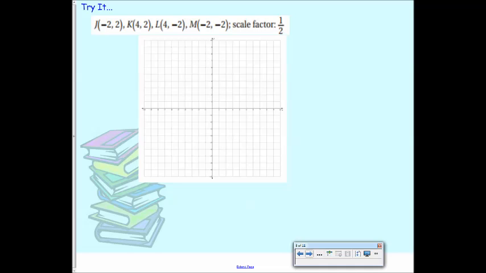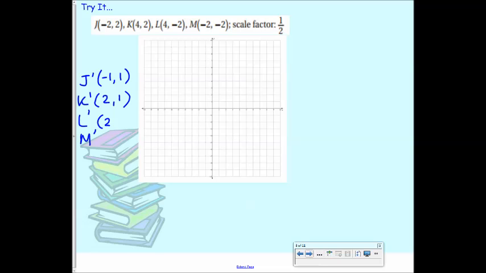So if we just did the new one, then all I would have to do is take all of these numbers and divide them by what? 2. It's not negative, so do any signs change? No, they stay the same. So -2, 4 would become -1, 2. 4, 2 would become 2, 1. 4, -2 would become 2, -1. And M would become -1, -1. So now I have to plot these.